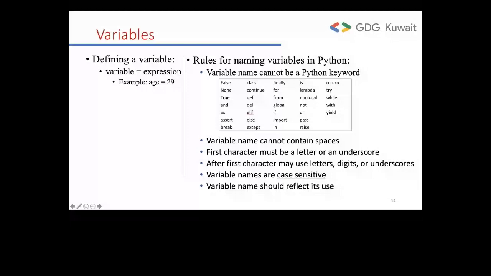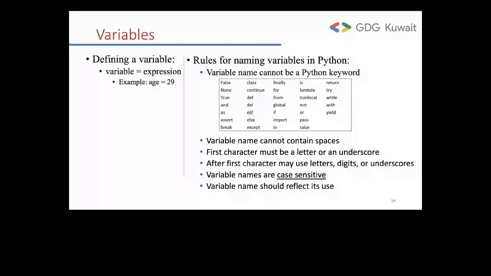Okay, just like age_student, let's say. Then the first character must be a letter or underscore. So you cannot use a number first. So for example, you cannot say the number 2 then age. No, you should say _age or age_2 or age2. Okay.